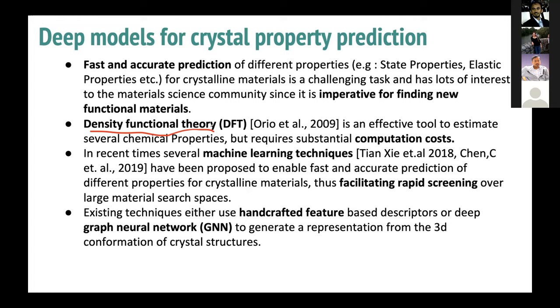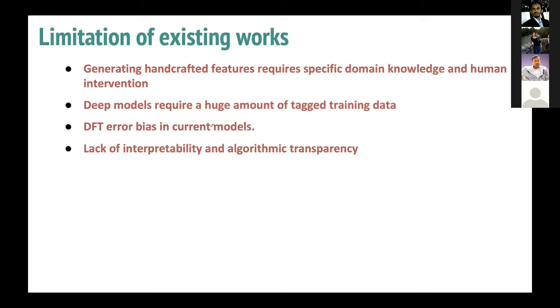If we see the fast deep learning techniques which have come out in recent times, they either use handcrafted feature-based descriptors or the more recent deep learning graph neural networks, etc. But as we know, generating handcrafted features requires specific domain knowledge and human intervention, which is not so good if we have to scale up. And then these deep models require a huge amount of tagged training data. For some properties we can get a lot of tagged data, but for many properties there is not a lot of tagged data.